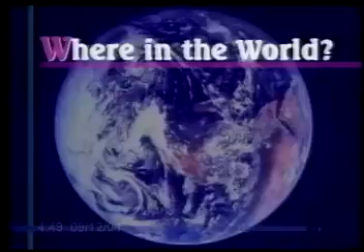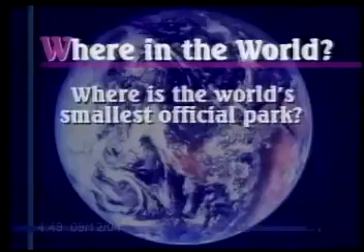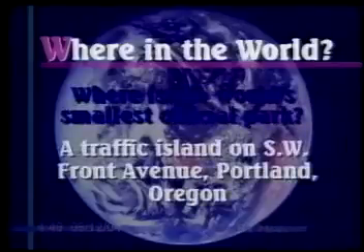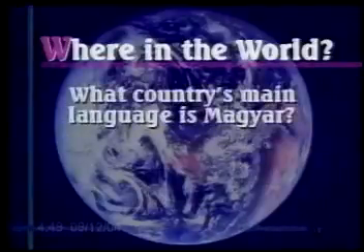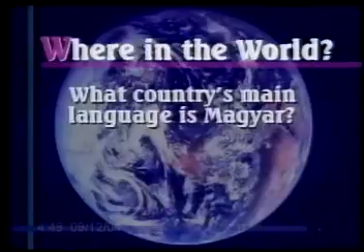Now let's see if you found the answer to our Where in the World question from last time. Where is the world's smallest official park? It's in Portland, Oregon, on a traffic island on Southwest Front Avenue. And before next time, see if you can find out what country's main language is Magyar.